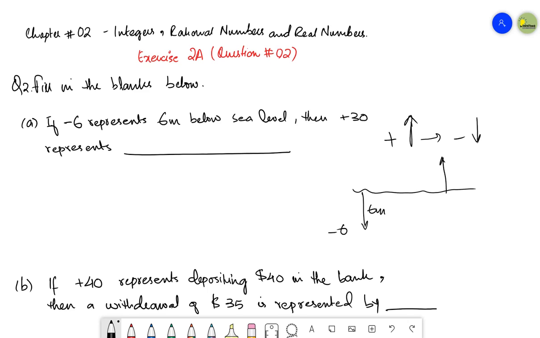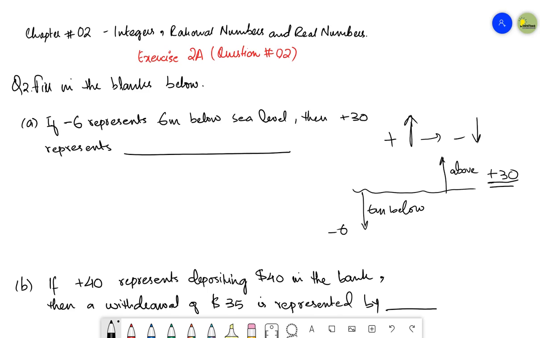If you are going below sea level, then it is represented with a negative number. So now if I have plus 30, it means now it's a positive number. So the direction will be changed. From below, it will be above now. Now you need to move above. And how much above? This particular number, plus 30, tells you how much above you need to go. You need to go 30 meters above.